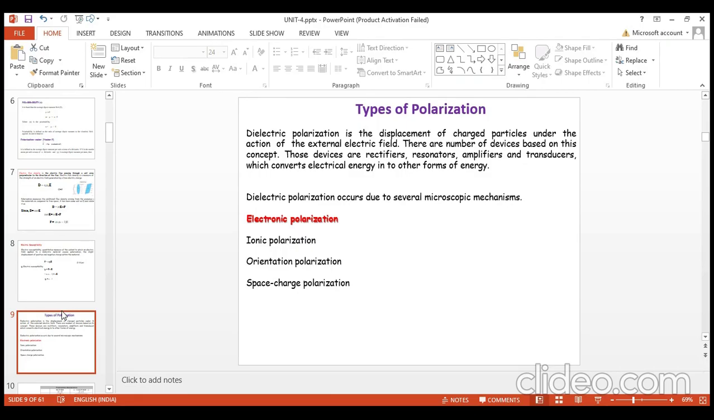First one is electronic polarization. Second one is ionic polarization. Third one is orientation polarization. Fourth one is space charge polarization.